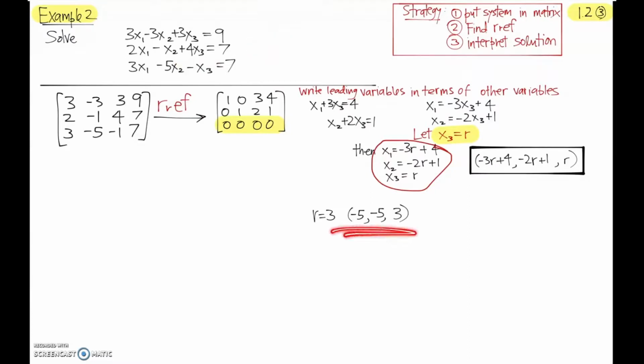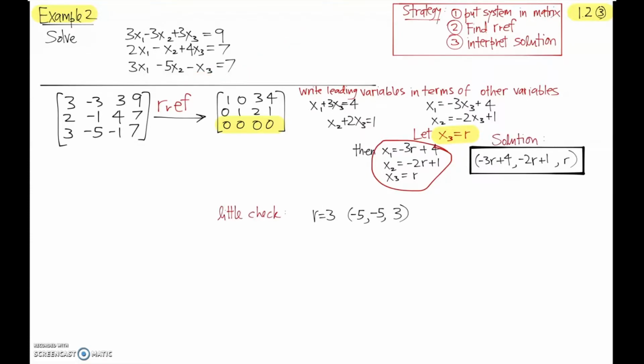Yep, that works. And we'll take this and plug it into the bottom row. 3 times negative 5 is negative 15. Negative 5 times negative 5 is positive 25. So negative 15 plus 25 is 10. Minus 3 is 7. Definitely works.